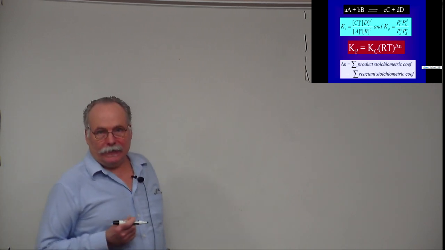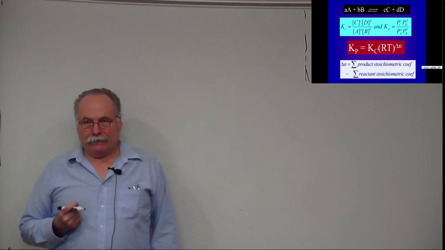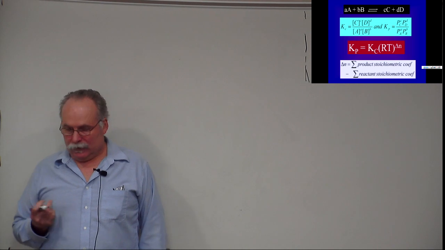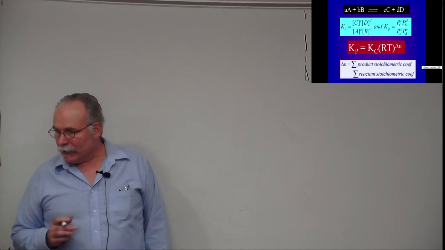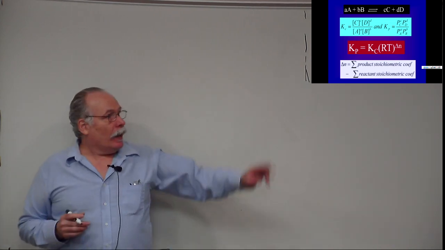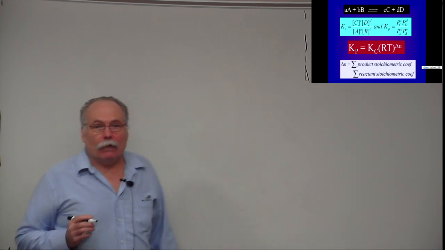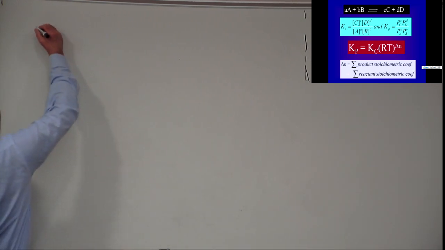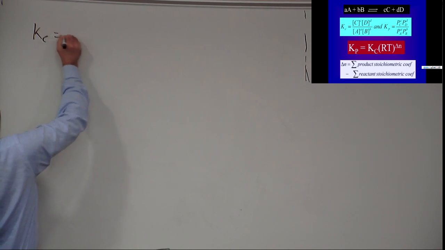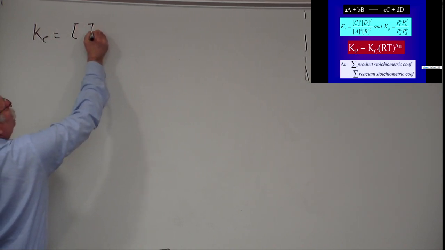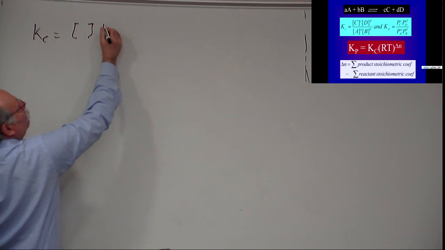What we want to do is relate the equilibrium constant as a function of concentration to the equilibrium constant as a function of pressure. Okay, and we want to derive the equation up there in the overlay. Now, what do we know? We know that Kc is equal to the concentration of the products to their coefficients.